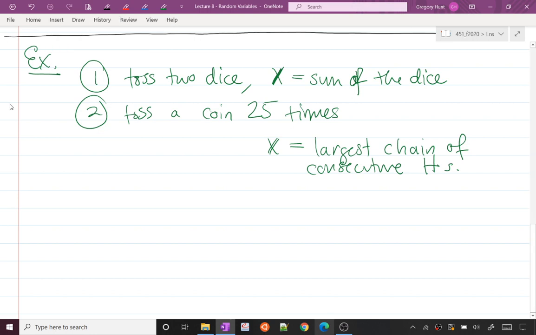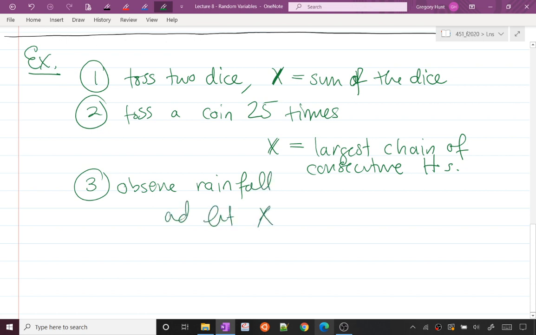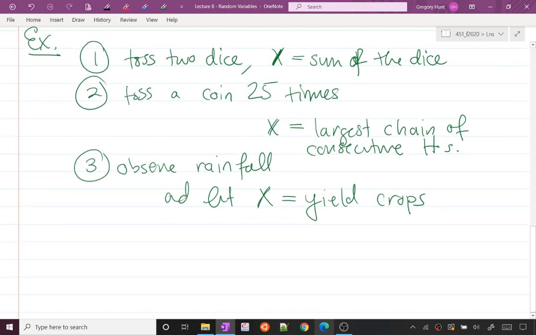Okay. One last example here. I could observe rainfall, and let a random variable x be the yield of crops. That's something people are definitely interested in. So that's a random variable.